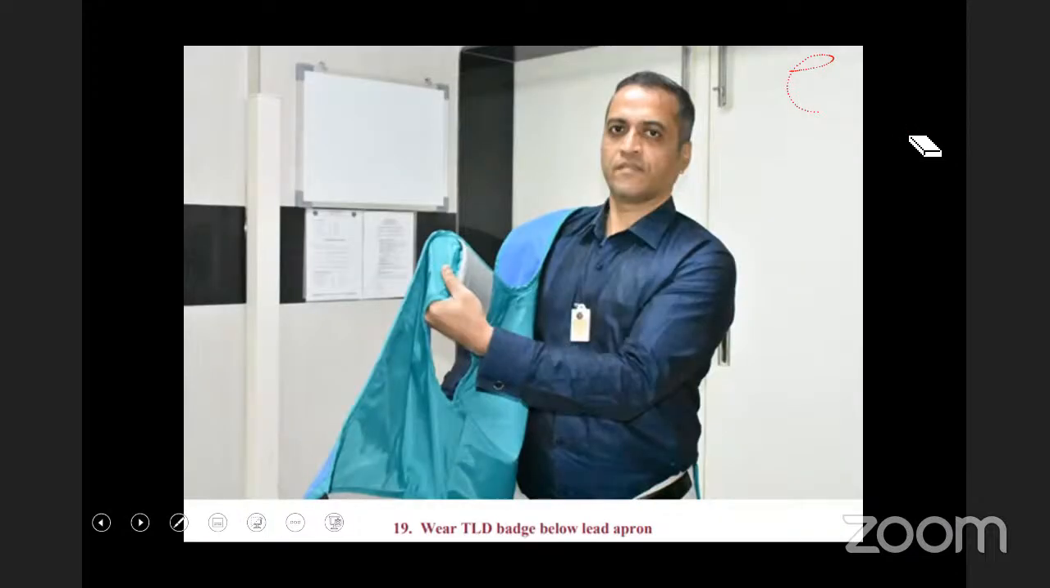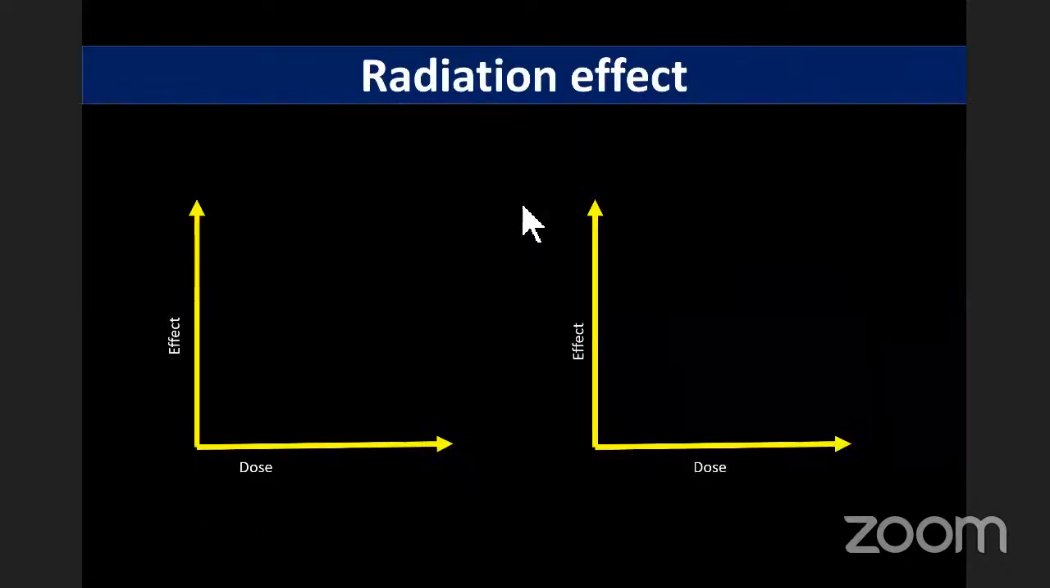So where do you wear this? We usually wear this inside the lead jacket. We should wear it on the shirt or on the collar, and then we wear the lead jacket over that. Wearing it outside the lead jacket is bad. So this is about the radiation safety and radiation units, and now we are going to the radiation effects.